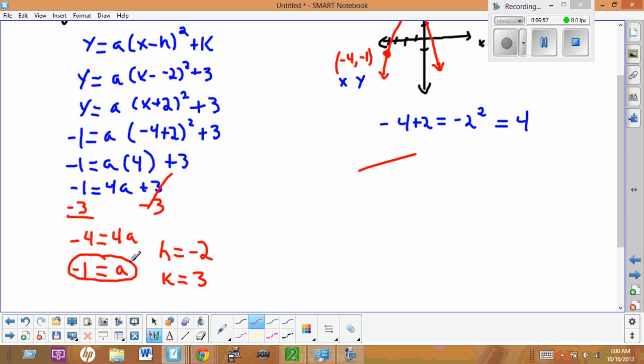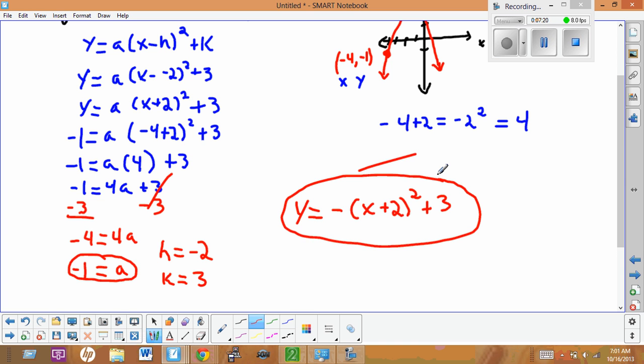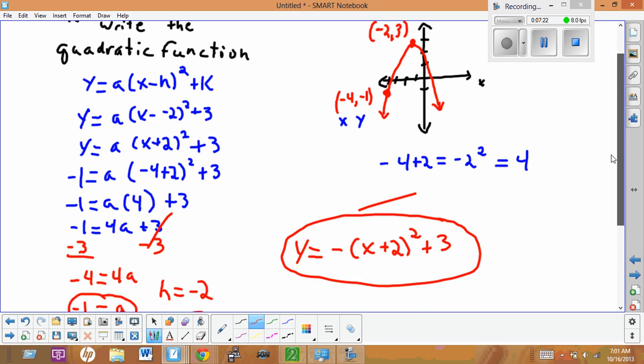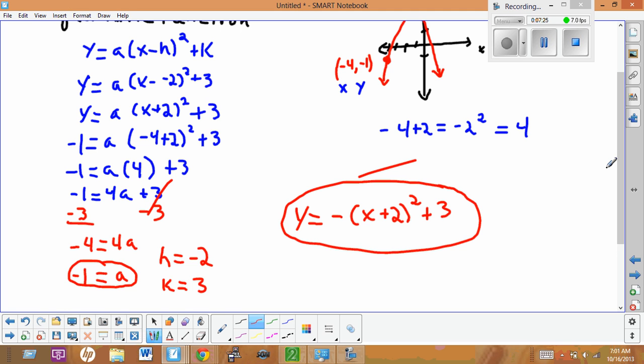We can now write our equation. Our equation is y is equal to a, which is negative 1, times (x minus h). Well, h is negative, and minus a negative again is plus, squared, plus k. We now have the quadratic function that gives us the following graph. Okay, I hope that helps a little bit. So if you have any questions, jot them down and we'll take care of them in class.